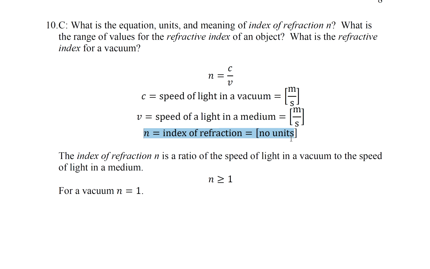Little n is the index of refraction. It has no units. The index of refraction n is a ratio of the speed of light in a vacuum to the speed of light in a specific medium. And n is always greater than or equal to 1. For a vacuum, n is equal to 1.